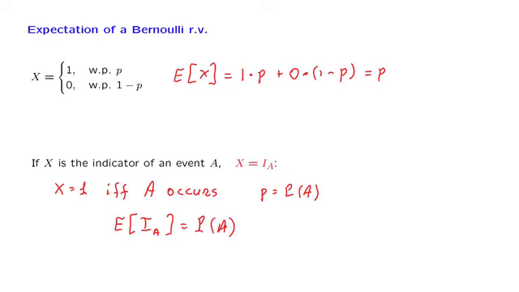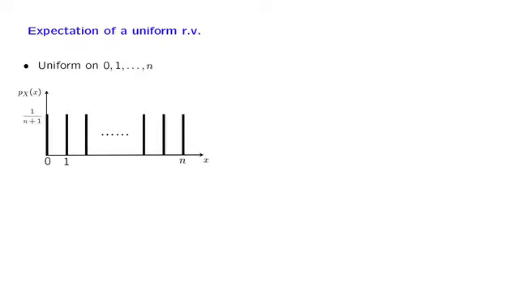Let us move now to the calculation of the expected value of a uniform random variable. Let us consider, to keep things simple, a random variable which is uniform on the set from 0 to n. It's uniform, so the probabilities of the values that it can take are all equal to each other. It can take one of n plus 1 possible values, and so the probability of each one of the values is 1 over n plus 1.